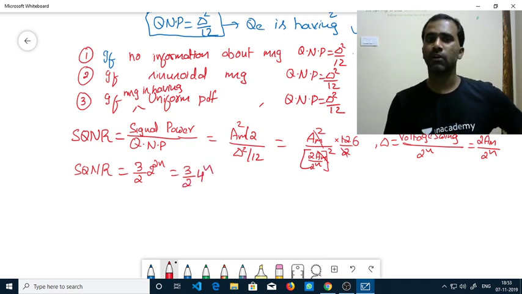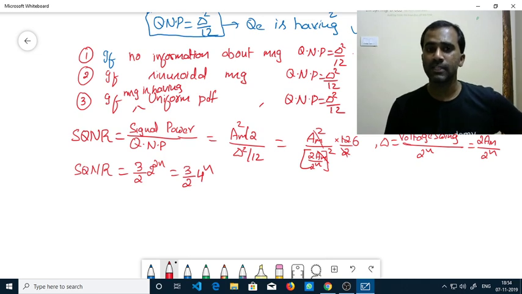And under what conditions is this formula valid? Whenever you assume the message to be sinusoidal, and whenever you assume the quantization noise power to be delta square by 12, under these assumptions only, the SQNR formula is 3 by 2 into 4 power n. And whenever you are talking about SNR, if you observe the answers for SNR, they will be in dB scale. So it makes sense to talk about dB scale for SNRs or SQNRs. So mostly our answers for SQNR will be in dB scale only. So that's why let us convert this into dB scale.